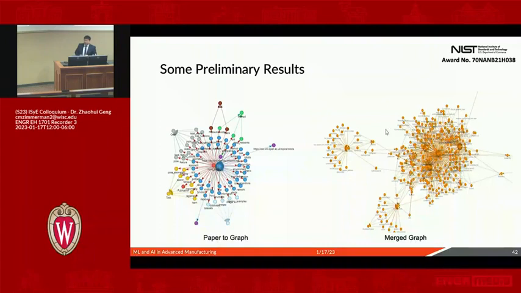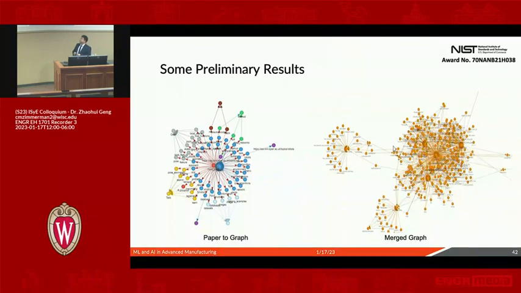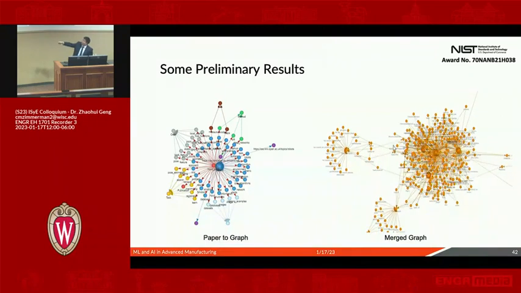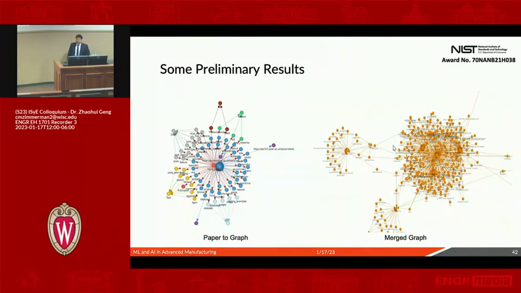Some of our prior study, some preliminary results. So here we have one paper to graph. So we have this graph representing the knowledge from one paper, and also we are inputting 3-4 papers into this automated processing module so that we can have a more dynamic structure with constantly updating knowledge.